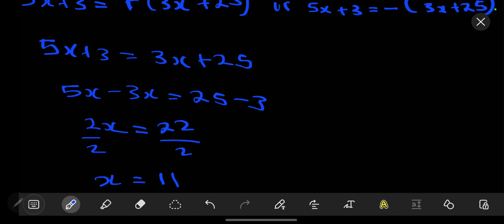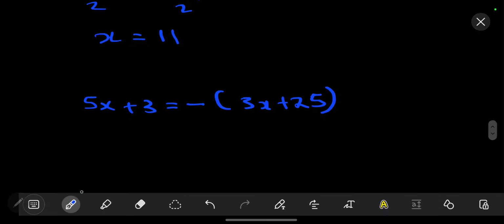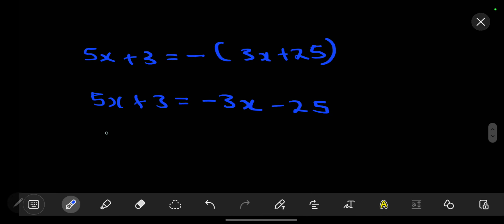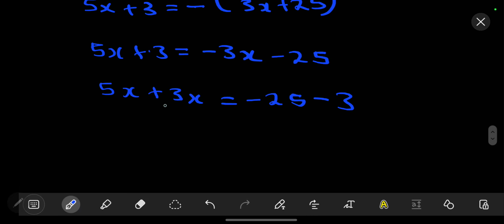Let's look at the other equation. So let's look at this other part. So we have 5x plus 3. This negative multiplies everything. It will be negative times 3x, which is negative 3x. Negative times 25 will be minus 25 like that. So we are going to take the 3x this side. So we have 5x plus 3x, because if it crosses, it will become positive, equal to negative 25. Then this 3 crosses to the other side, it will be minus 3 like that. Then 5x plus 3x gives us 8x, which should be equal to negative 28 like that.